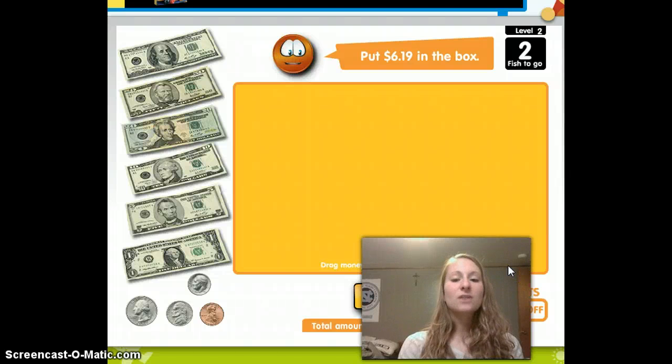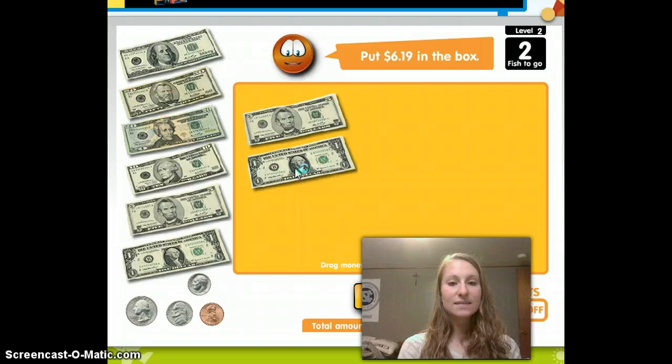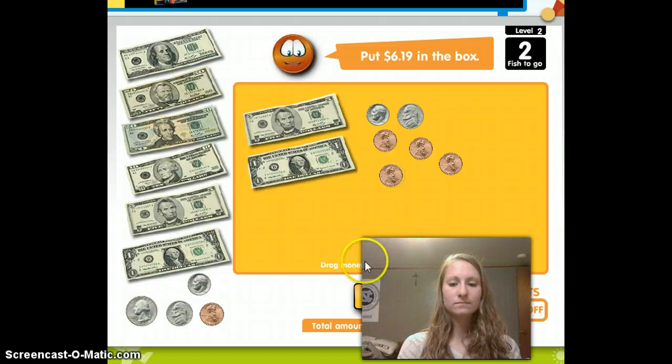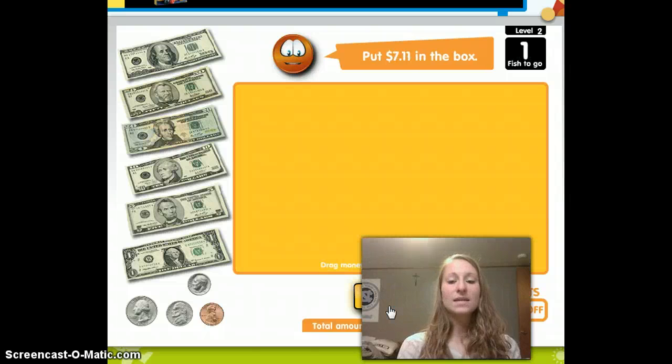Now let's see. $6.19. What's the easiest way to make $6 with the amounts we have over here? Right. A 5 and a 1. Now how do we get 19 cents? Right. A dime, and a nickel, and 4 pennies. Good job.